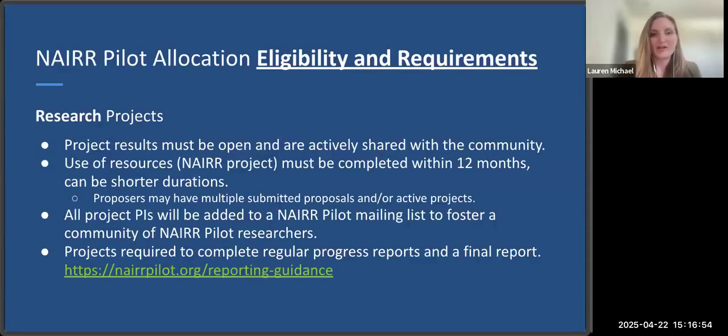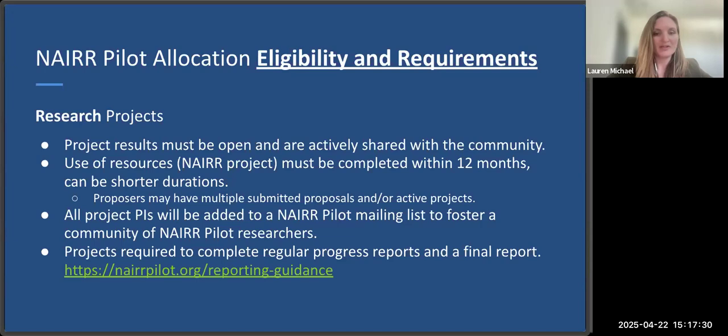For complete eligibility and requirements, please refer to the NAIRR Pilot website. Highlighting some of these requirements, research projects must be open and actively shared with the community, and research project results must be open and actively shared with the community. Use of the proposed resources must be completed within 12 months, even if in the context of a larger or longer project. Again, this is a request for resources, not a proposal to do research. So it's acceptable and better to split complex or larger research projects across multiple separate resource requests.